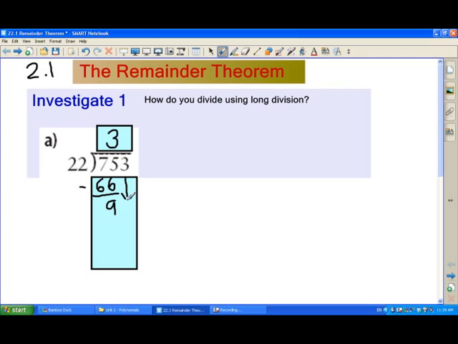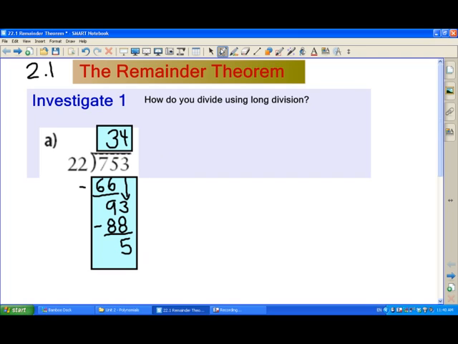We bring down the next place value. And now we look at this and we say, how many times does 22 go into 93? Okay, we do the same little process. We can do this on our calculator. We can do this in our head. We should get an answer of 4. 22 goes evenly into 93 4 times. 4 times 22 is 88. And we subtract 93, take away 88, leaves us with 5. And since we don't have any additional place values in the number 753, we stop there.